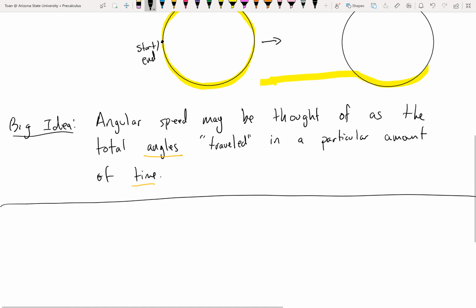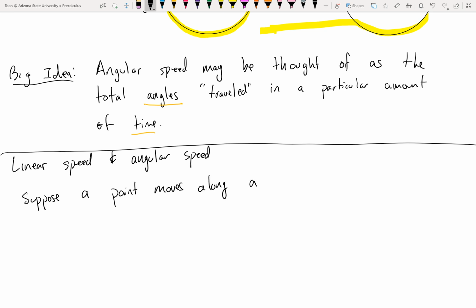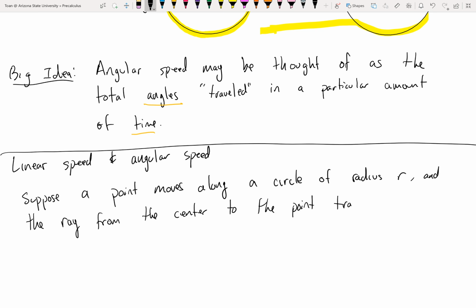So those are the big ideas, but I know some of you guys much prefer formulas. So let's go ahead and summarize everything in a nice box, nice table. Linear speed and angular speed. Okay. So suppose a point moves along a circle of radius r, and the ray from the center to the point traverses theta radians in time t.